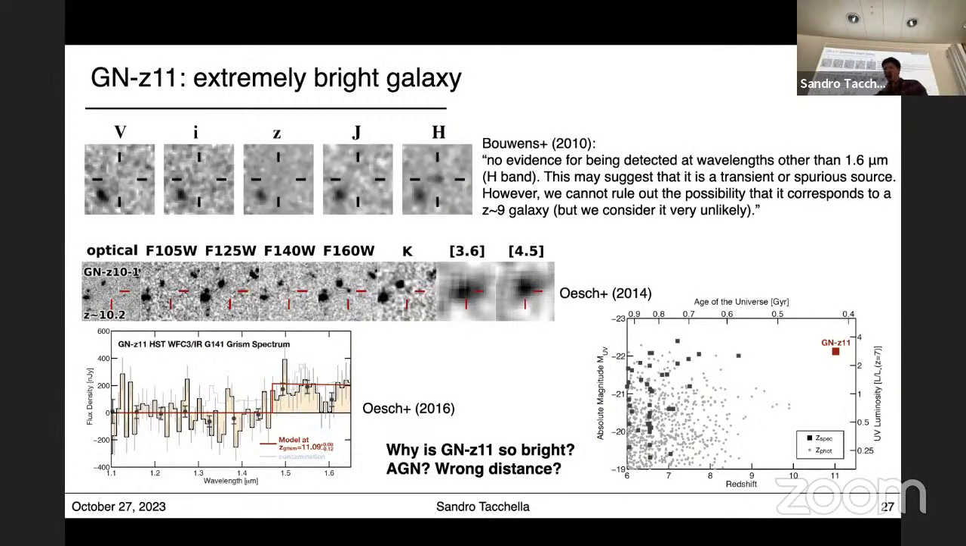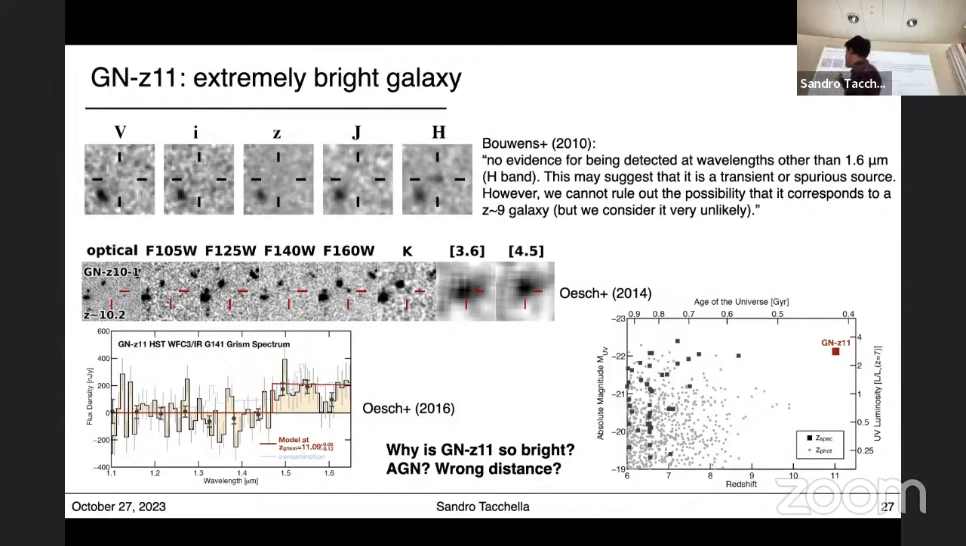which has been known already in the literature for many years. Richard Bouwens back in 2010 already found it in the NICMOS data, right? So WFC3, a very old detector on Hubble. And they were saying, well, there's no evidence for it being detected at any wavelength shorter than 1.6 micron. They only see it in the H band. And so this may suggest that it's a transient or spurious source because it was super bright. They were like, well, that's such a bright source, and it's only detected at 1.6 micron. It cannot really be a redshift 9 galaxy, but they cannot really rule it out.